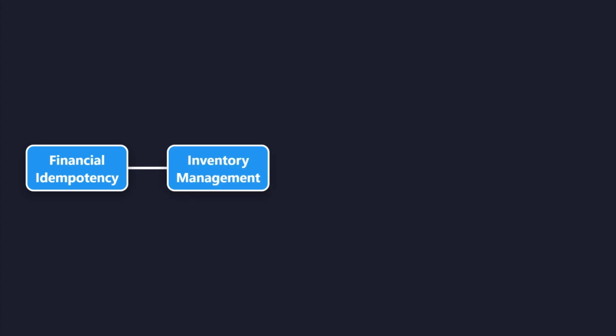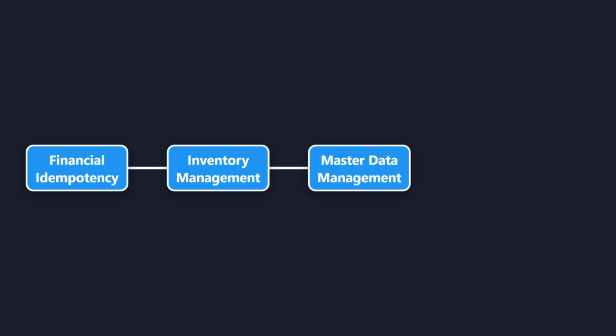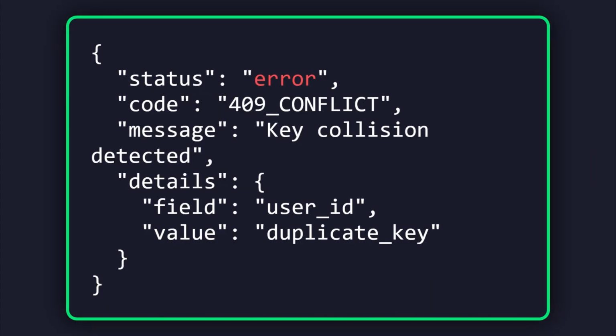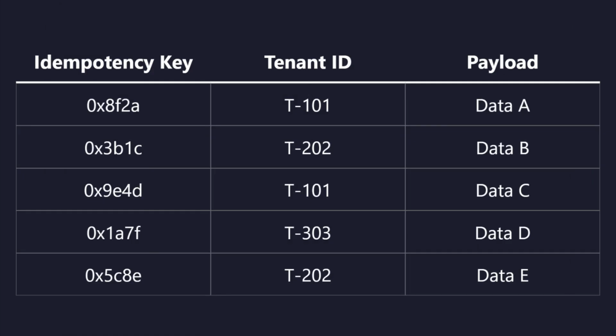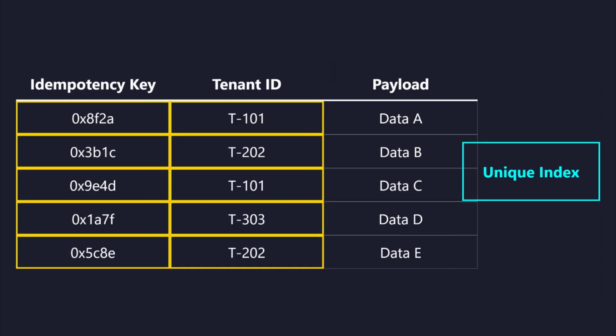Start by implementing idempotency on financial endpoints first, then expand to inventory and master data management as your enterprise resource planning integration grows. When a key collision or validation error occurs, return a structured JavaScript object notation error response that clearly explains the conflict to the calling system.